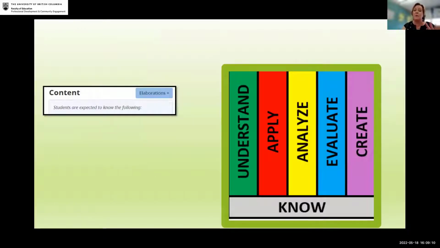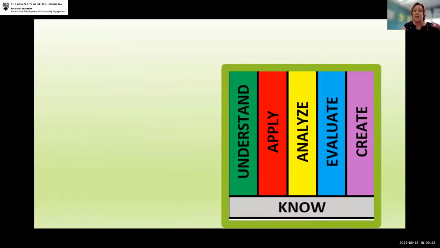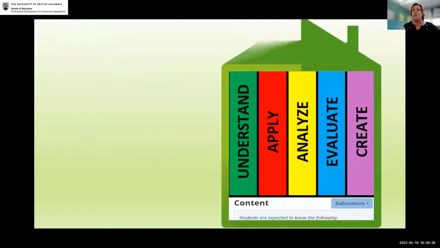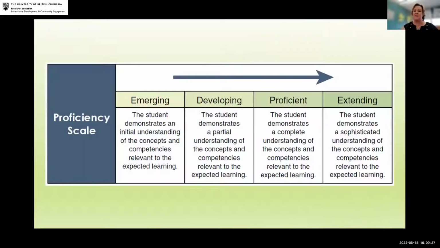Now, this doesn't mean that we're not going to use the content. The content is supremely important because we have to have content to actually do the curricular competencies with. So I always like to use the idea of the framing of a house. The content is the knowledge piece, and the rest of the curricular competencies become the house. And I think that's a great visual as we prioritize our curricular competencies over our content.